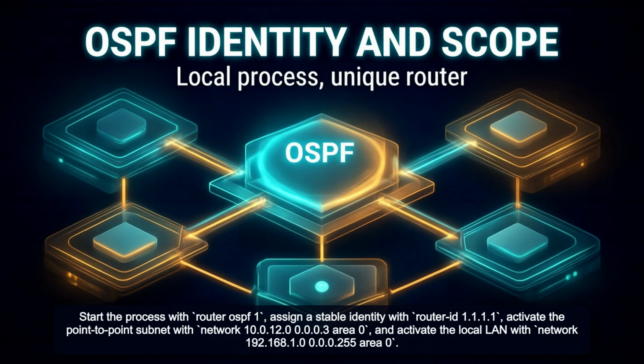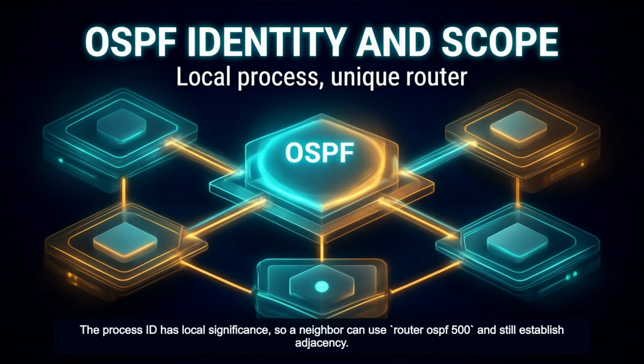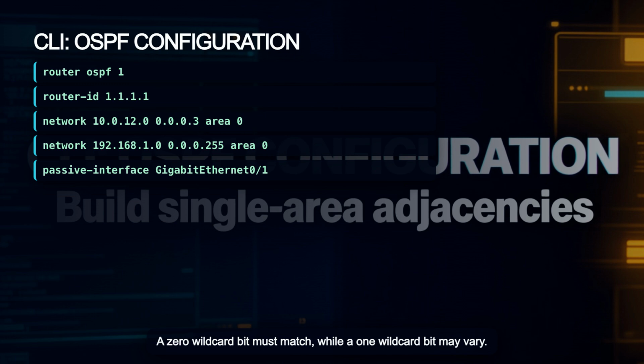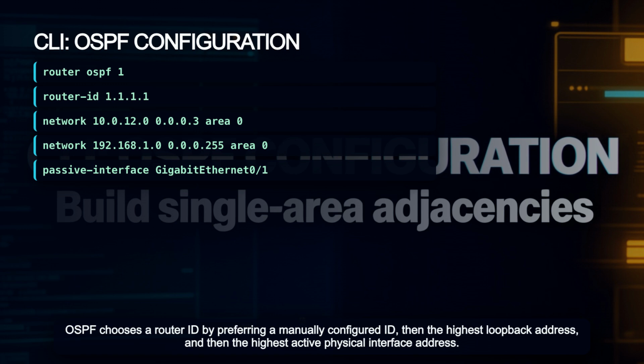And activate the local LAN with network 192.168.1.0 0.0.0.255 area 0. The process ID has local significance, so a neighbor can use router ospf 500 and still establish adjacency. The wildcard mask inverts a subnet mask, making 255.255.255.0 become 0.0.0.255 and 255.255.255.252 become 0.0.0.3. A 0 wildcard bit must match, while a 1 wildcard bit may vary.